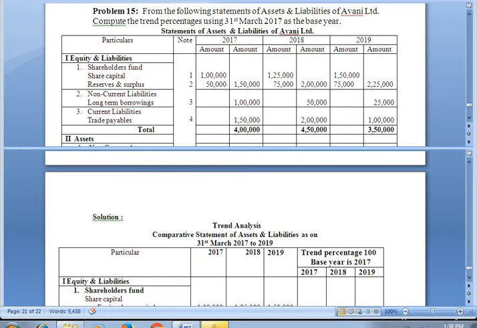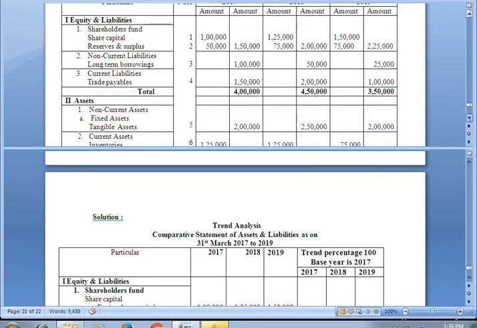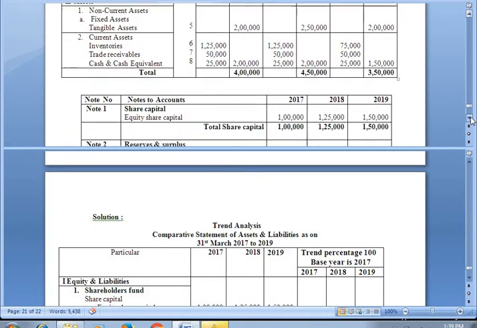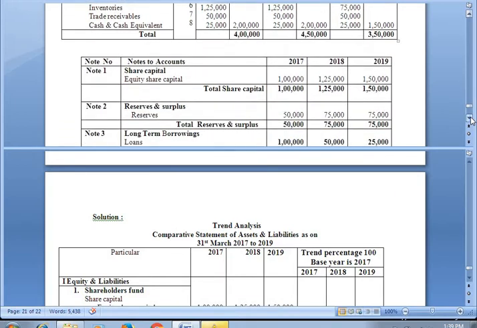On the equity and liabilities side, we have shareholders fund, non-current liabilities, current liabilities, and the total of equity and liabilities for the year 2017 is 4 lakh, 2018 is 4 lakh 50,000, and 2019 it is 3 lakh 50,000. On the asset side, we have non-current assets and current assets. The total of assets for the year 2017 is 4 lakh, 2018 is 4 lakh 50,000, and 2019 it is 3 lakh 50,000. And these are the details of notes of balance sheet.